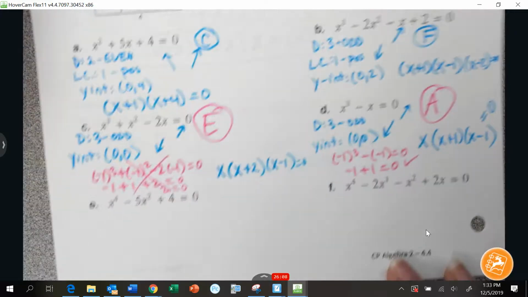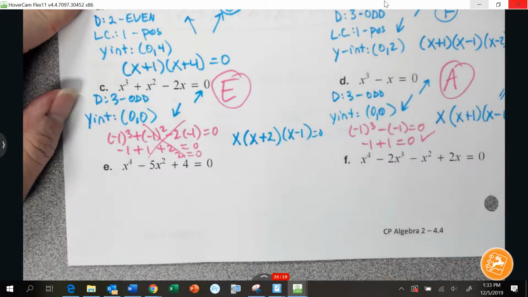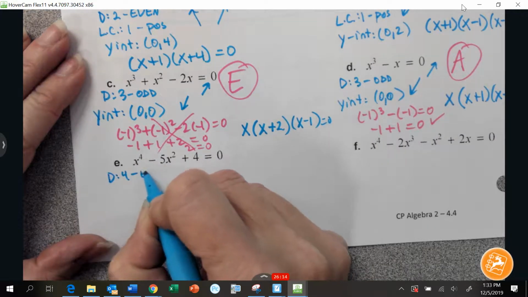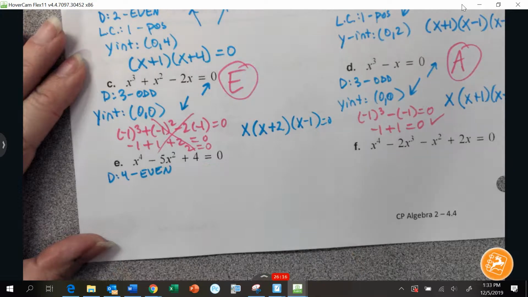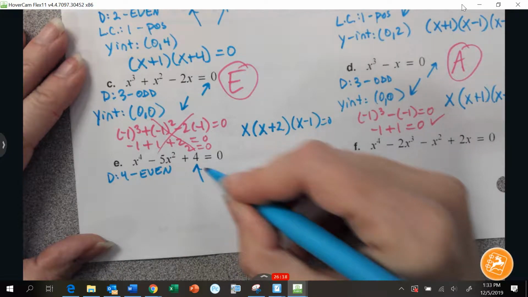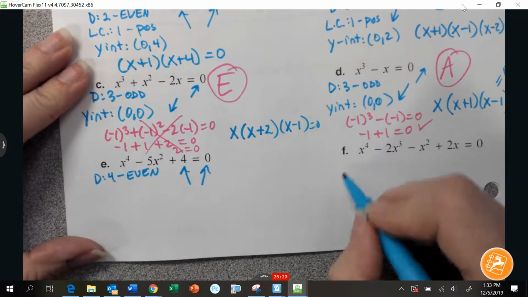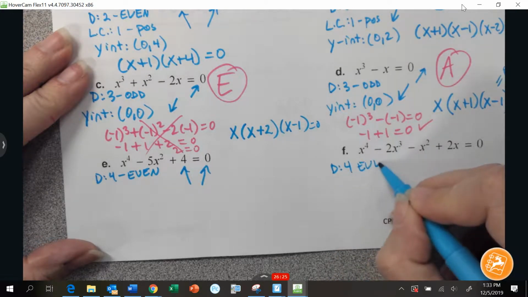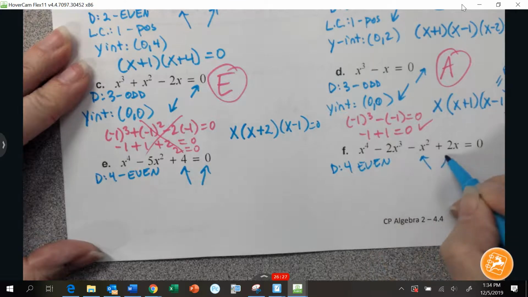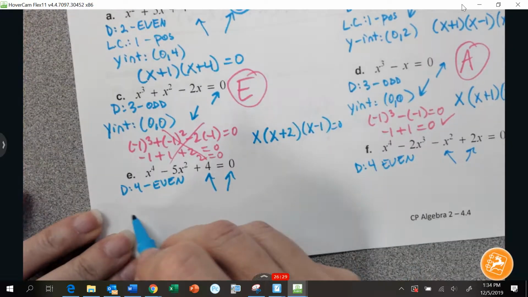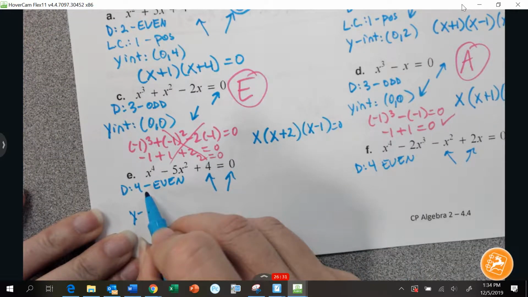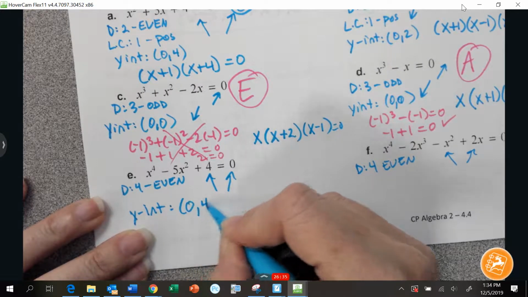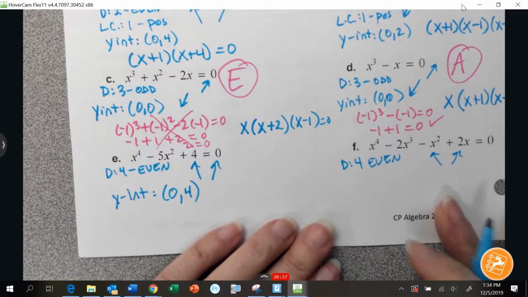All right, the last two are quartic. So these are even degree. And we've already discussed all of them are positive, so this one's going to be up. This one is also quartic, even, so it's also going to open up. What is the y-intercept for question E here? Plug in 0, we get out 4.